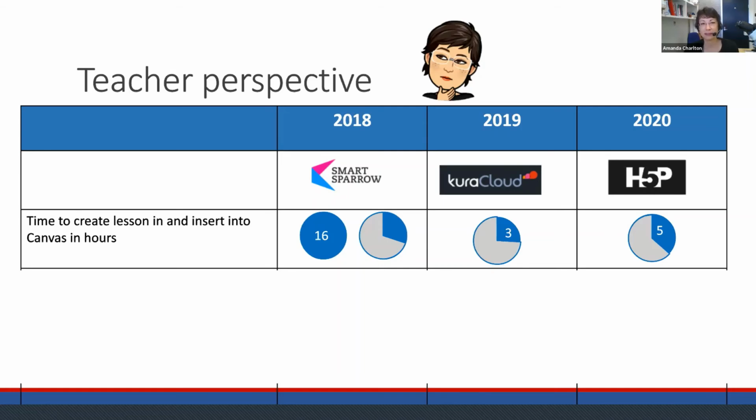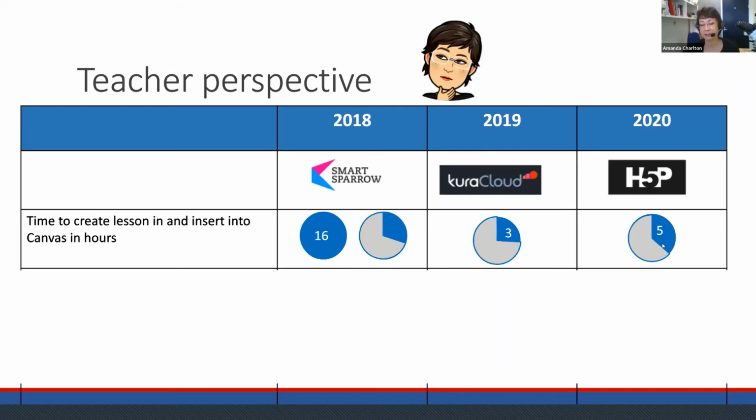Smart Sparrow took me 16 hours to create a 20-minute lesson. It included, I went to the Smart Sparrow headquarters in Sydney twice when I was in Sydney on business for other things, several video conference calls and lots of email follow-up. Kura Cloud, I made the same lesson in 3 hours. I didn't need any vendor support. I just looked at the help page and was able to solve my own problems.